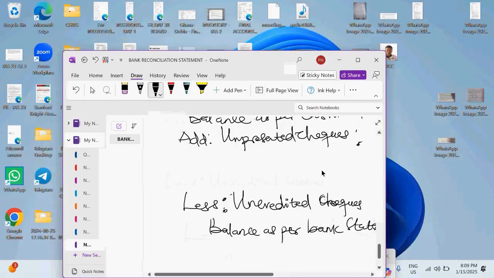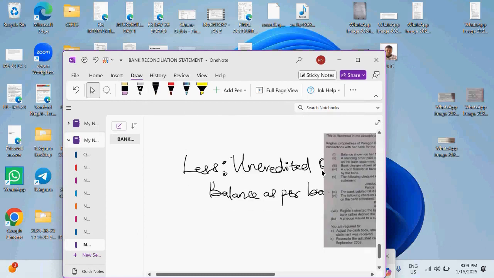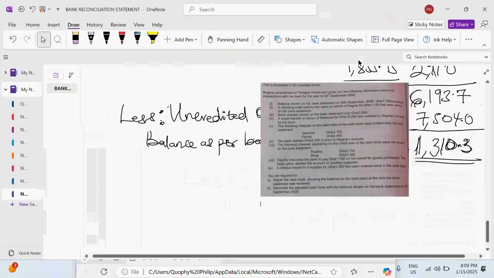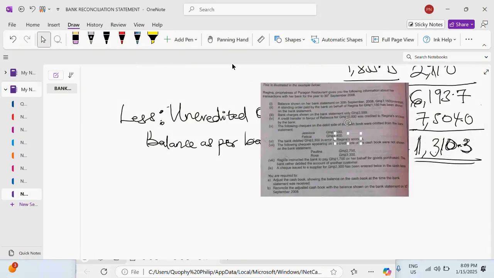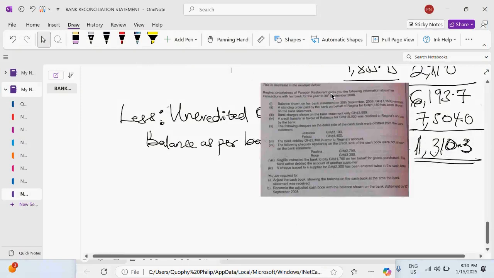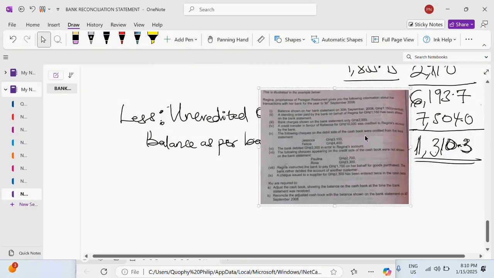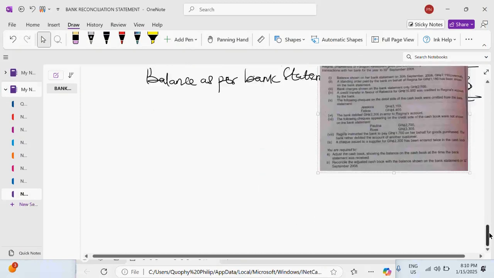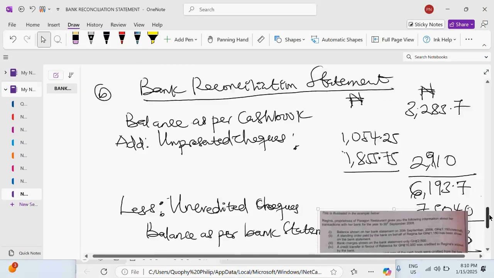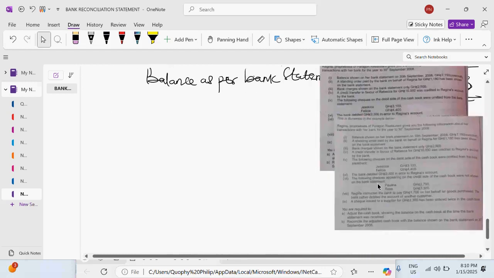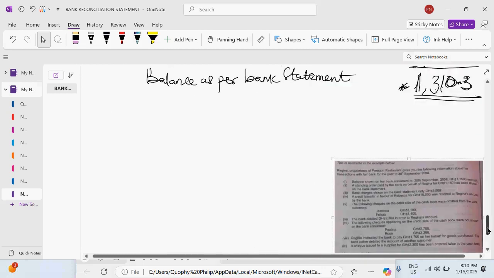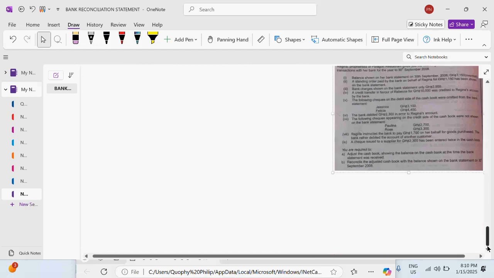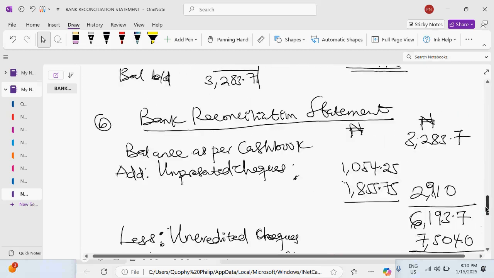I thought because we saw the overdraft in the question, we had to use the overdraft formula. Yes. If you use the overdraft formula, which means you are going to start with balance as per what? Balance as per the bank statement, right?